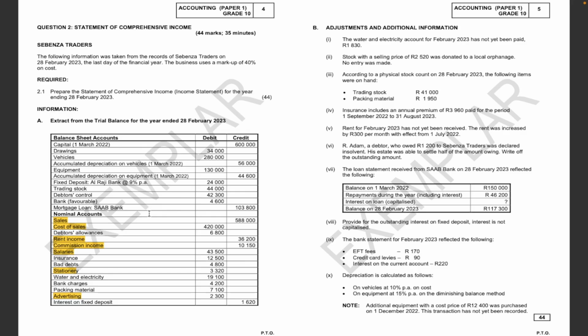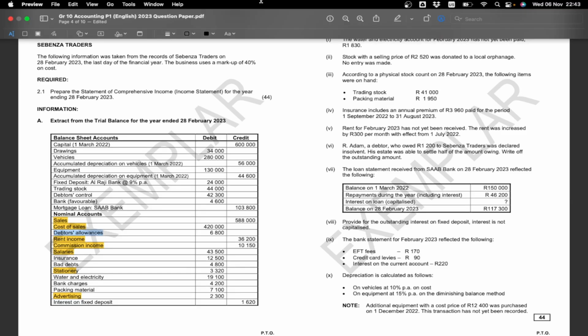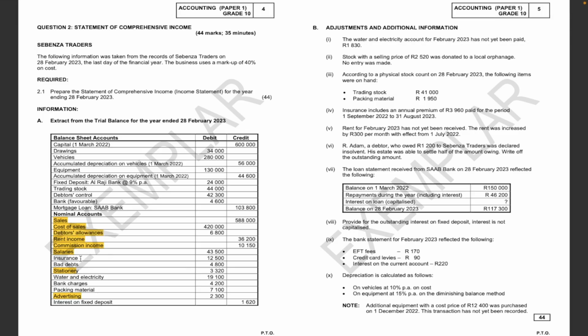But now the ones that are not recorded, so let's go down in order. I forgot to highlight debtors allowance here. We had already done that when we deducted it from our sales. Then insurance. Remember we're dealing with the nominal account section here, but you'll see which accounts actually affect the balance sheet account section, as I mentioned previously. We are going to focus on the nominal account section since we're doing the income statement. Insurance, 12,500 rand.